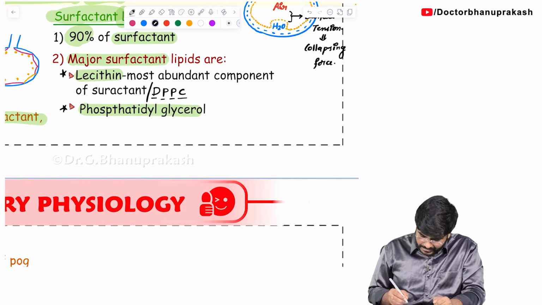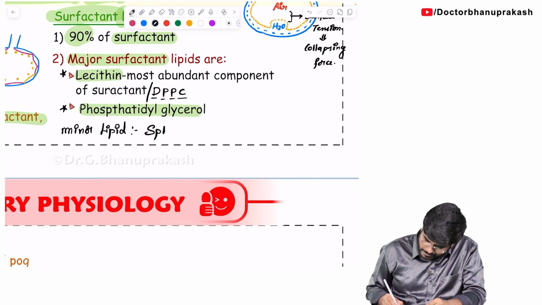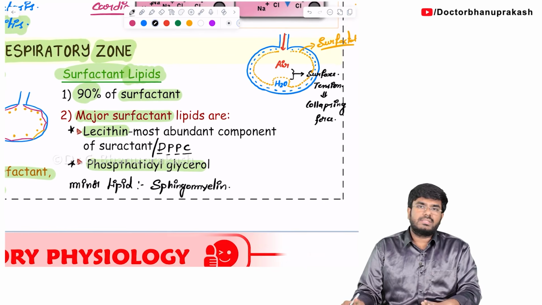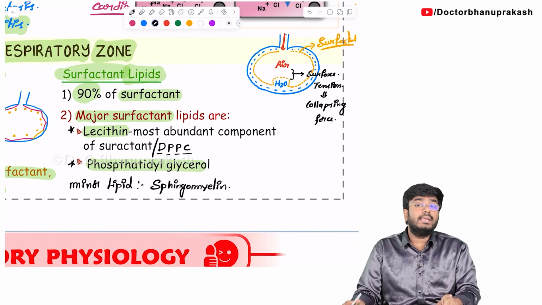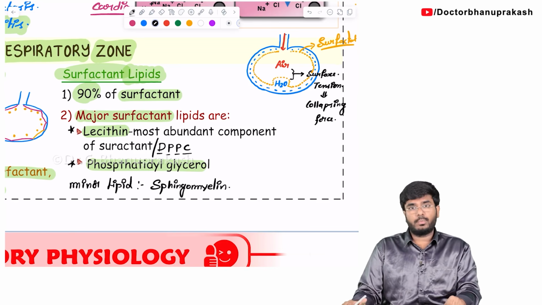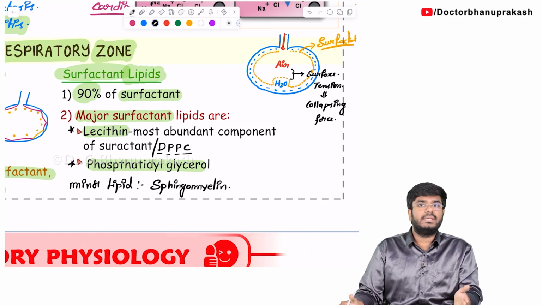Then what is a minor lipid? If someone asks you, there is also a minor phospholipid called sphingomyelin. So there are certain major lipids and minor lipids. Our surfactant is 90% lipid, 10% proteins. So always remember surfactant is a lipoprotein, 90% lipids, 10% proteins. And the surfactant proteins are called A, B, C, D.